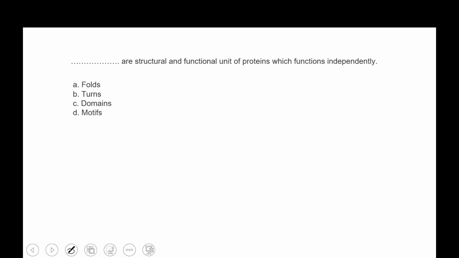Then we have this structural and functional unit of protein which functions independently. We have folds, turns, domains and motifs. Out of these four, which is the structural and functional unit of the protein and has the capability to function independently? Is fold the correct option? What are folds, what are turns, what are domains and motifs?